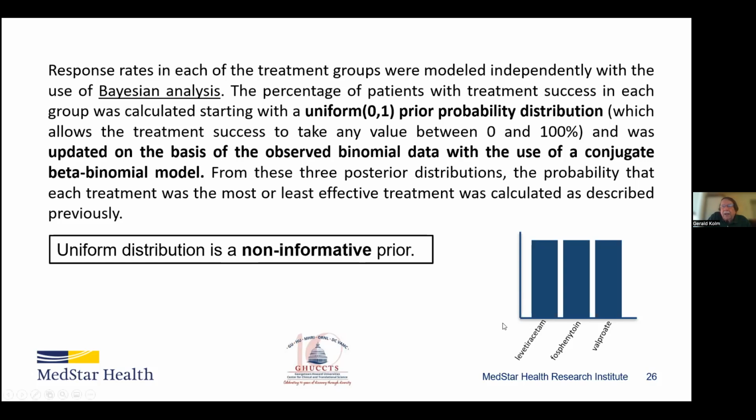In other words, if it turned out to be equal, then if we looked at the response rate or the success rate of each group, they would all be equal. And so based on the data that they obtain, they're going to update this prior distribution with the posterior distributions.